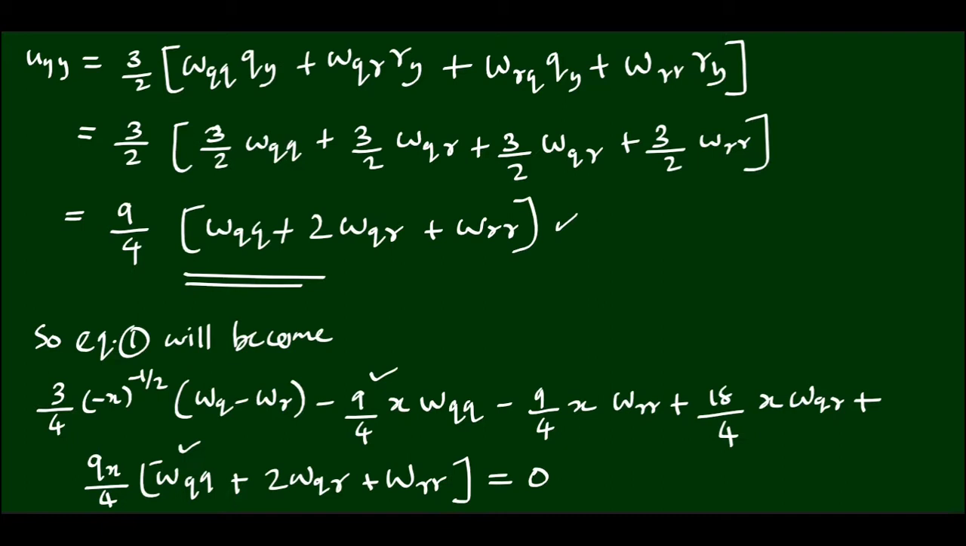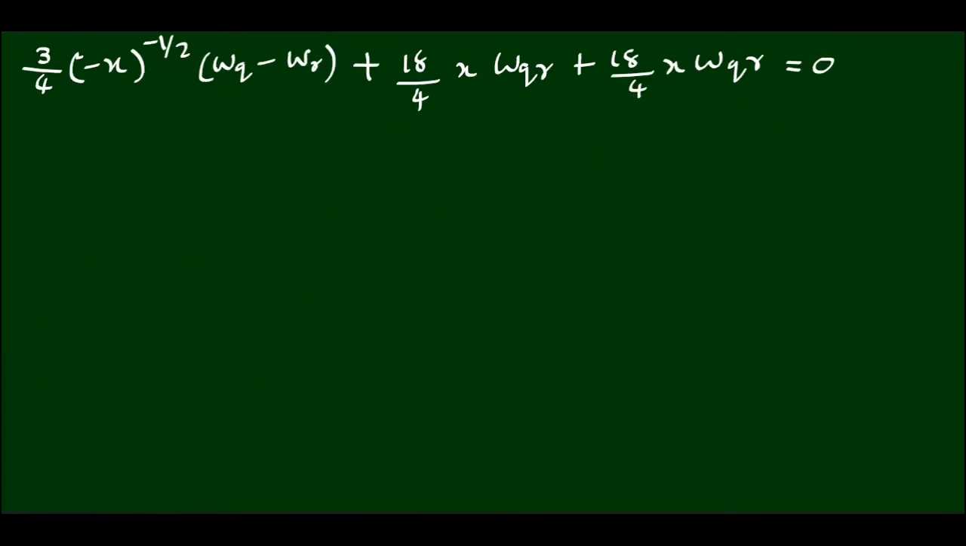Here we have minus 9x by 4 wqq, and here we have got plus 9x by 4 wqq. So we can cancel these terms. Similarly, here we have minus 9 by 4 x wrr. Here we have 9x by 4 wrr. So we can cancel these two terms. So the equation will become 3 by 4 times minus x raised to minus 1 by 2 into wq minus wr plus 18 by 4x wqr plus 18 by 4x wqr equal to 0.